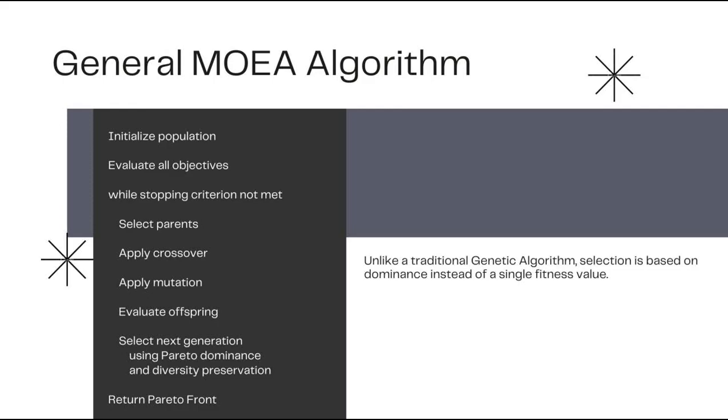And the key point is that selection is not based on a single fitness function. Instead, it is based on dominance and diversity. This enables the algorithm to maintain several high quality solutions that represent different compromises among objectives.